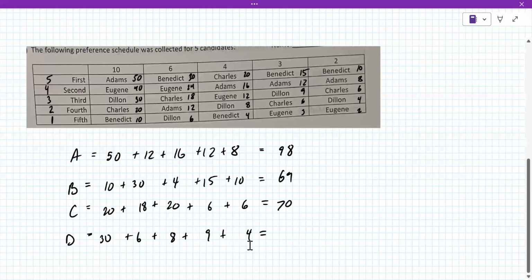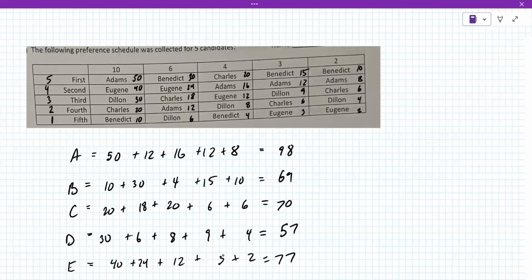36, 44, 48, 57. And then E, one more here. 40 plus 24 plus 12 plus 3 plus 2. 64, 76, 75, 77.